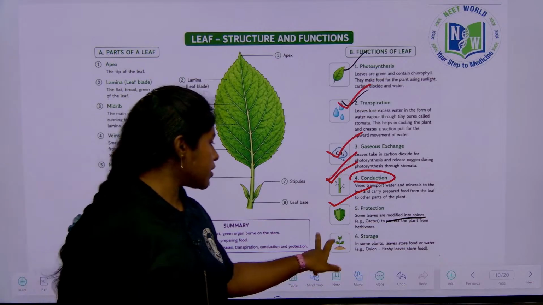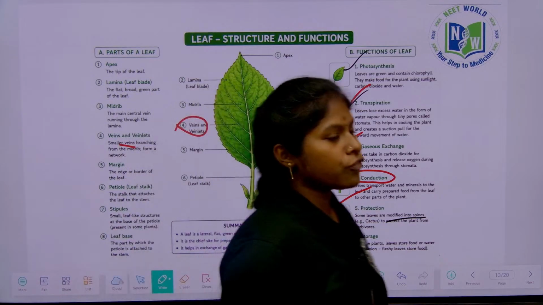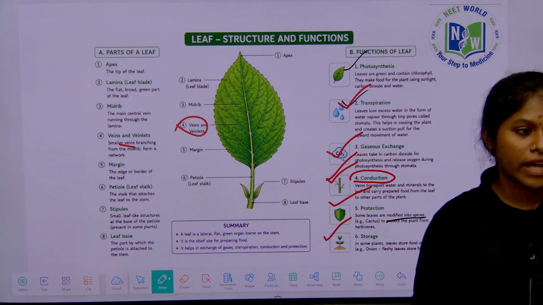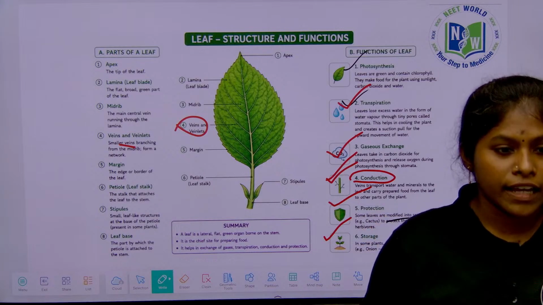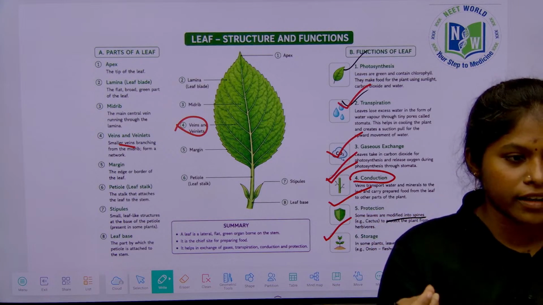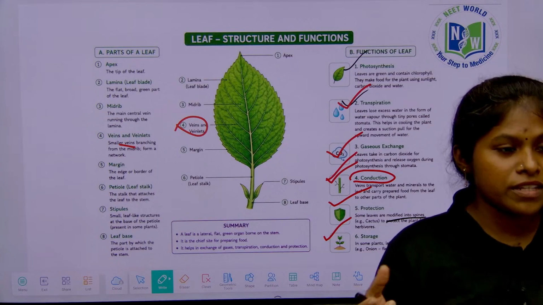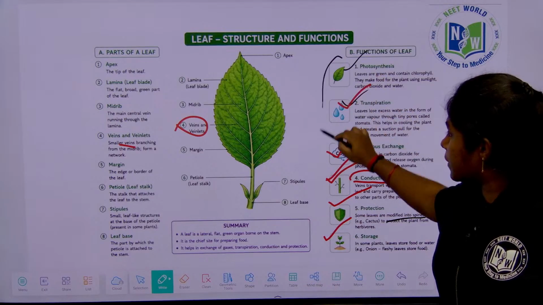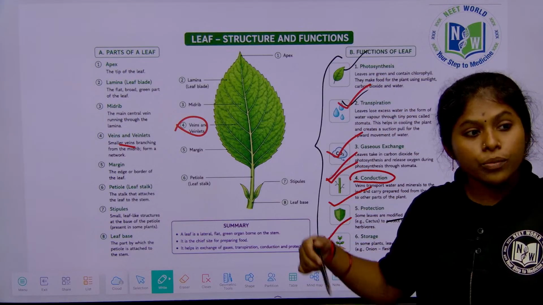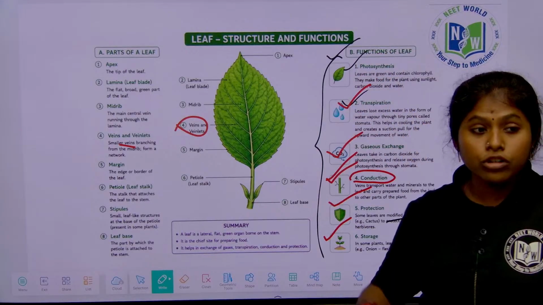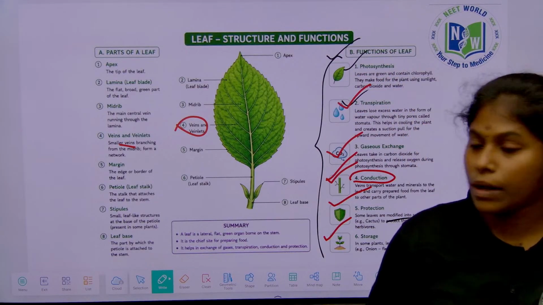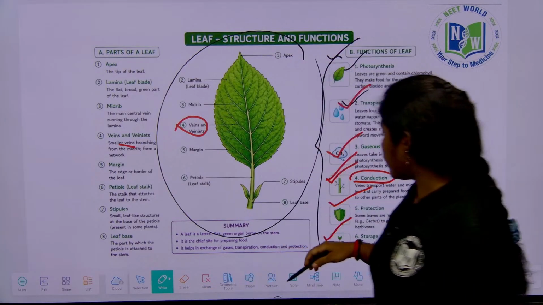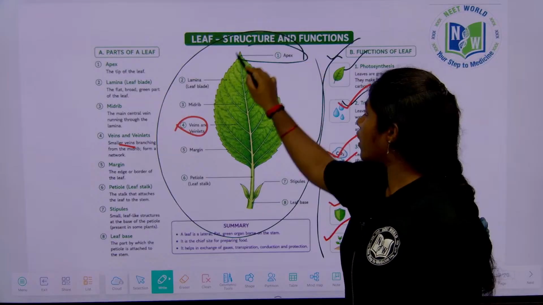Okay, and coming to storage, do they store food or not? Yes, some leaves store food as well. Like onion. If you take the leaves of onion, they are fleshy, which means they are storing water in the leaf parts. Okay, these are the functions exhibited by the leaf. Before we talk about the modification of leaves, we have to know about the leaf structure. It is very important.